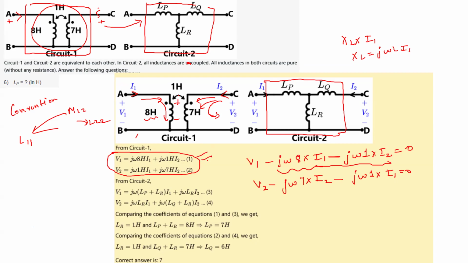Now for circuit 2 also we will write the same KVL equation. So this is I1, this is I2. Now in this coil it is I1 plus I2.